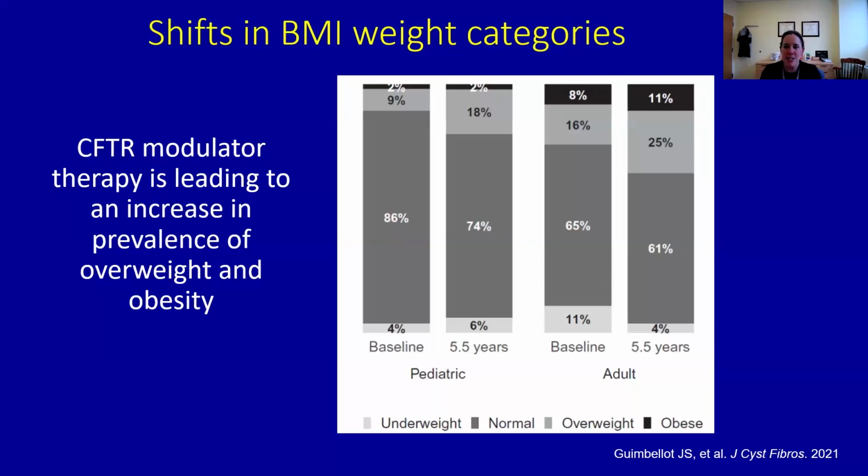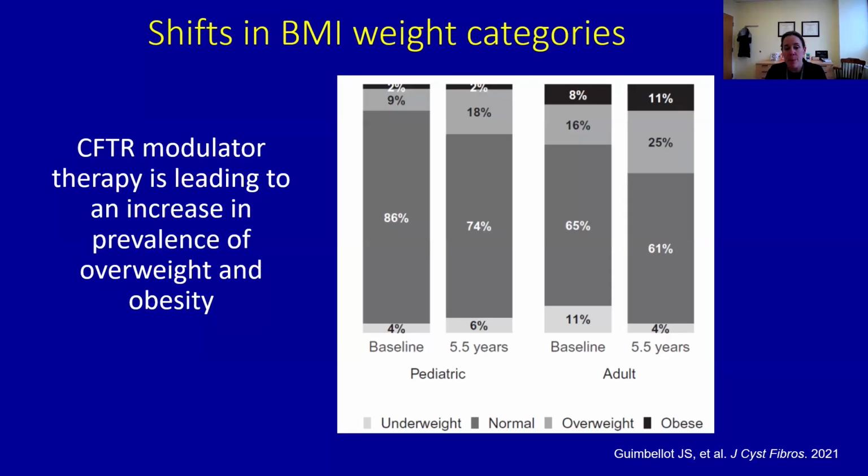Before we do that, I wanted to take a step back and tell you about how things in CF are really changing when it comes to oral medications and type 2 medications for people with CF, because it used to be that most people were underweight. And now with highly effective modulator therapy, we're starting to see a lot more people in the overweight and obese category. This was a study that looked at one of the older but very effective CFTR modulators, which is ivacaftor, and they followed patients over 5.5 years, both pediatric and adult.